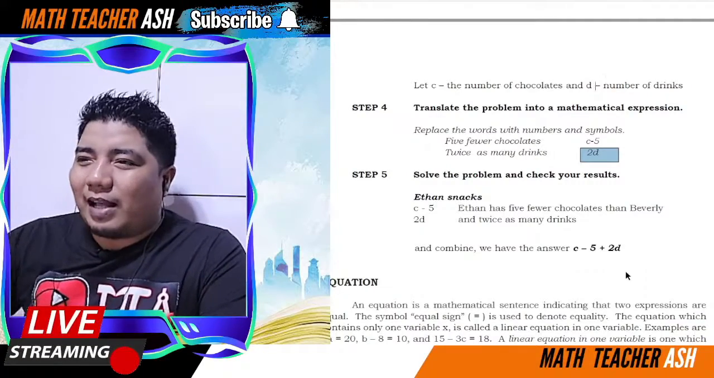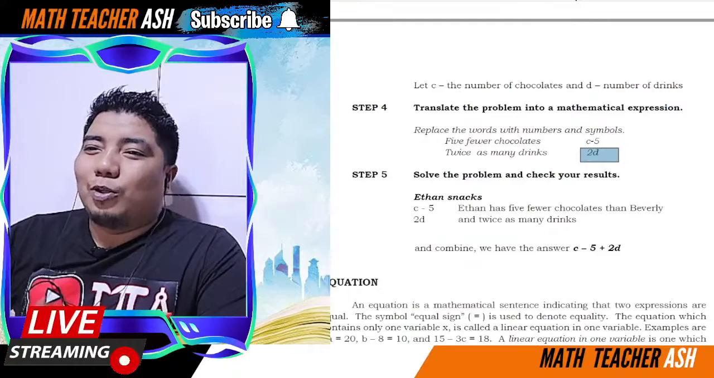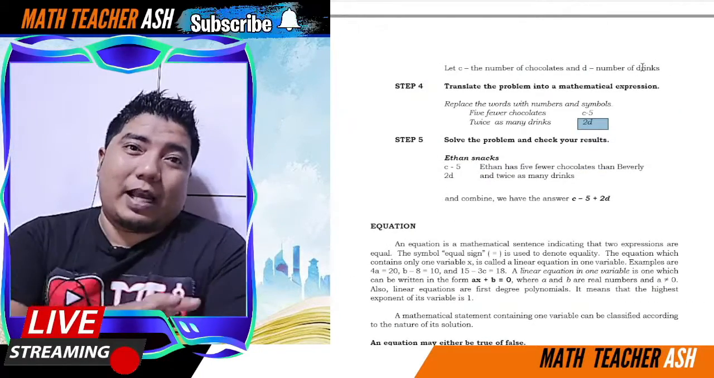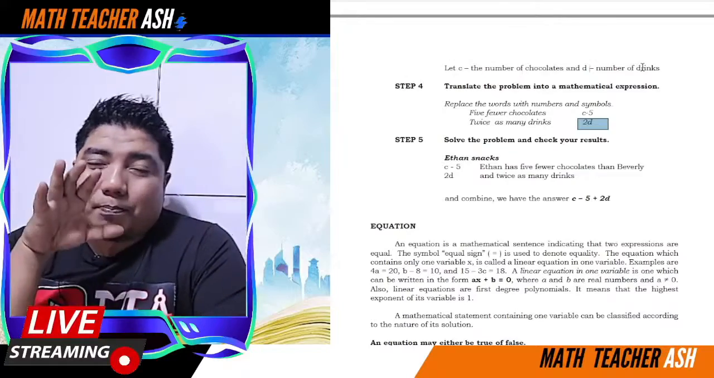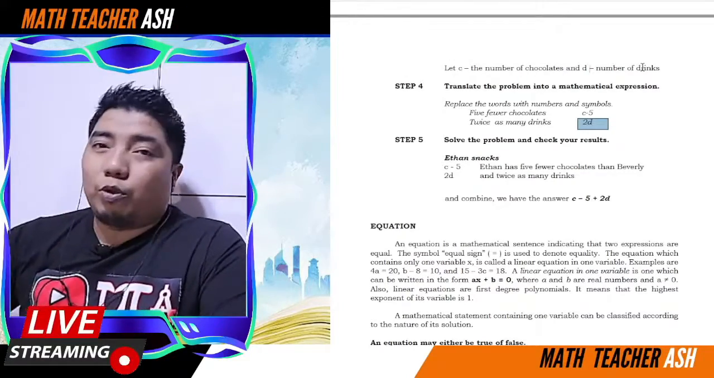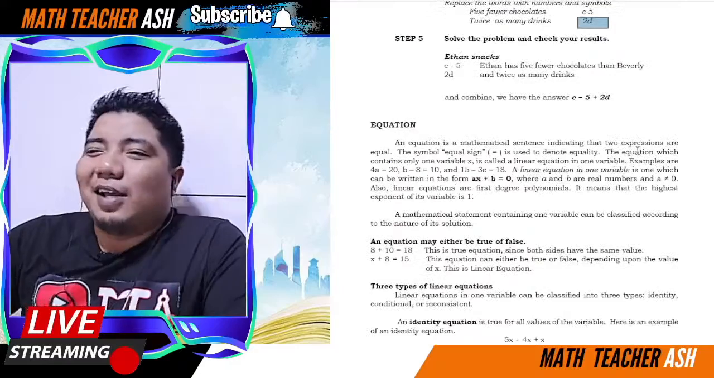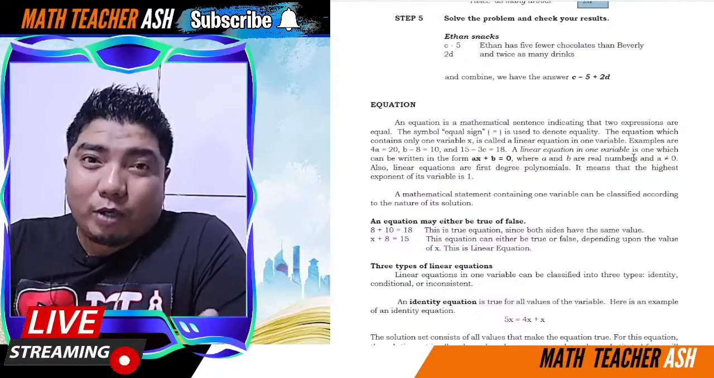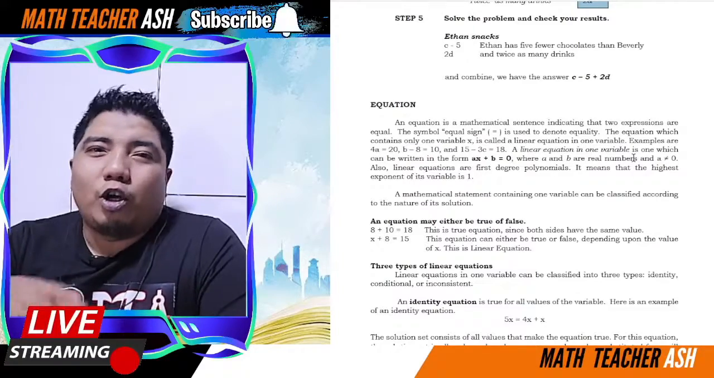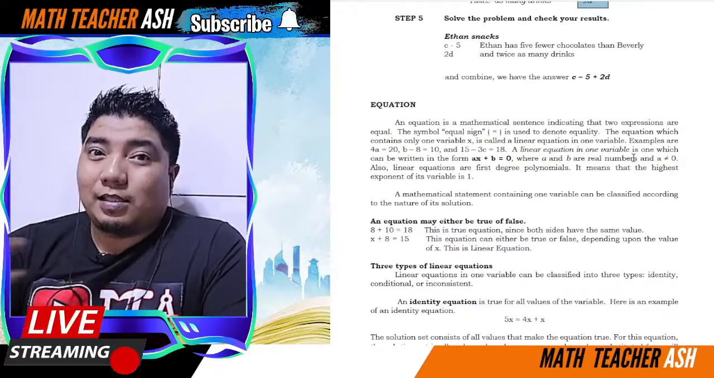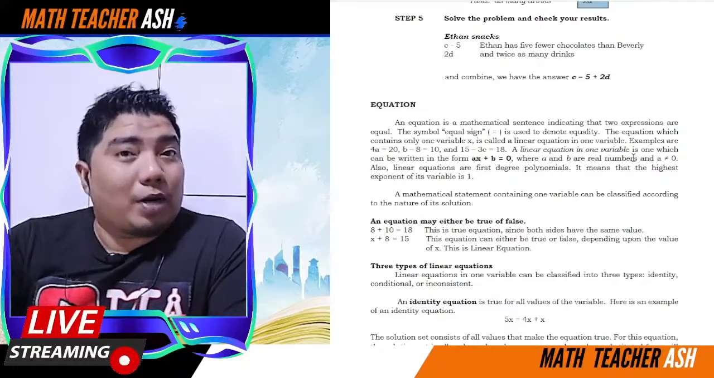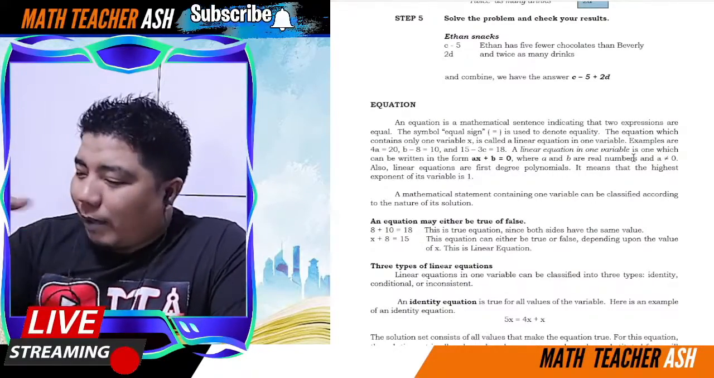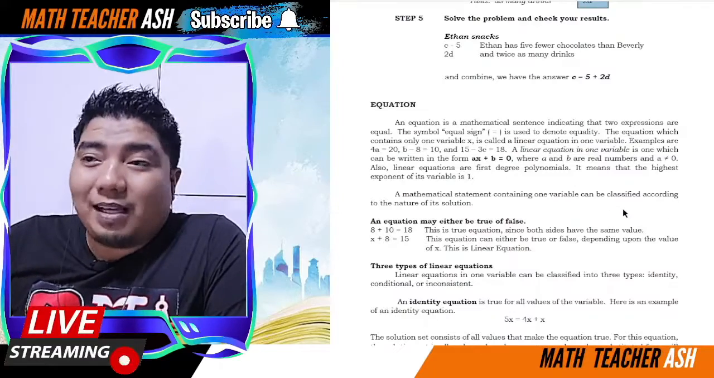Okay, so now let us go to the next part of the module. We are done with how to answer the problems. Now let us go to equation. So, what does equation mean? Equation, from the word itself, means equal and action. Equal means the same, and action is the process. So, putting them together, equation is basically the process of being the same.